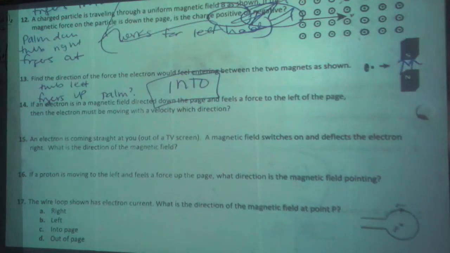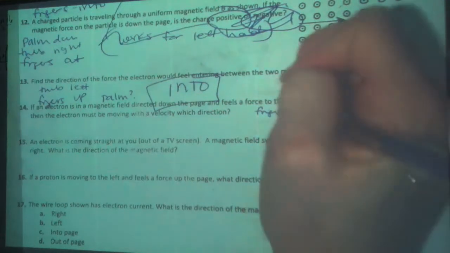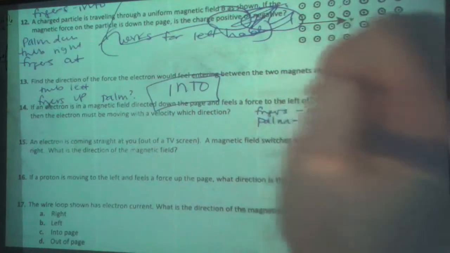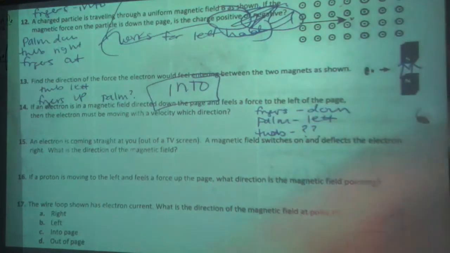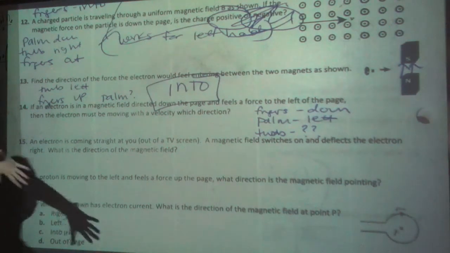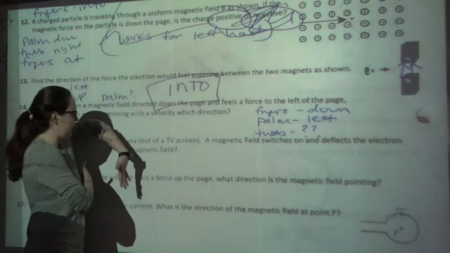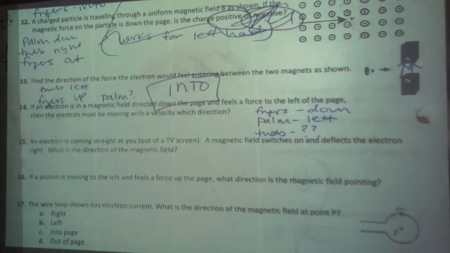Number 14, an electron in a magnetic field directed down, so that would be fingers, because our field is our fingers down. Force to the left, that is your palm facing left. The electron, whatever way it is moving, I'm looking for what my thumb is doing. This is an electron, so that'll be negative. Fingers down like this, palm facing the left, that leaves my thumb pointing out of the page. An electron is coming out of the page straight at you, so that would be your thumb pointing out.